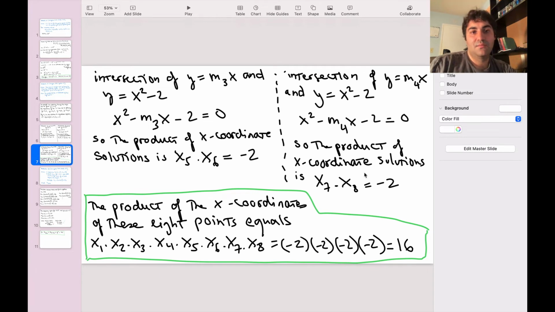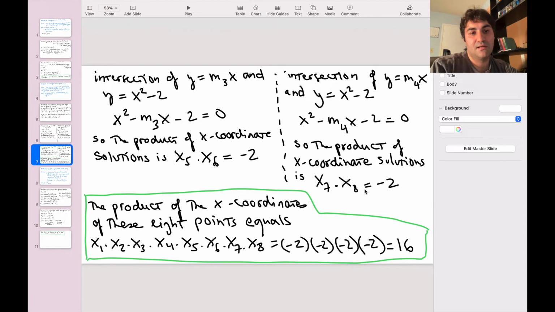We can repeat the process for the intersection of y equals m3x and y equals x squared minus 2, and then again for y equals m4x and y equals x squared minus 2. So then we get x5 times x6 equals minus 2, x7 times x8 equals minus 2.